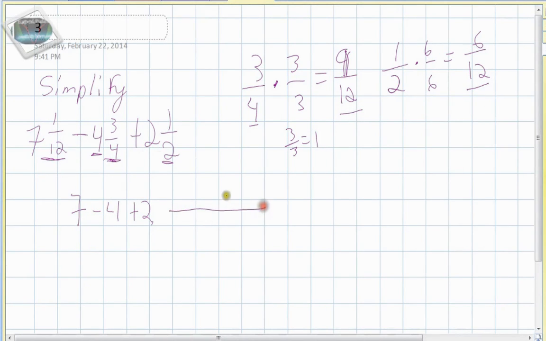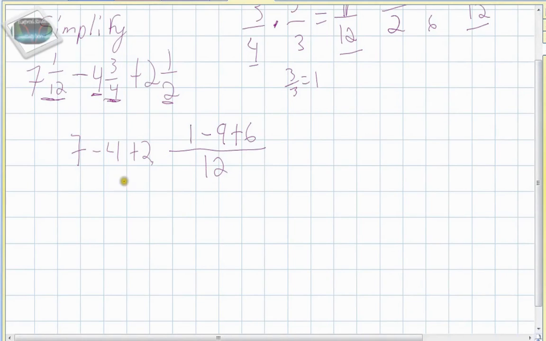So we can do this. We can say 1 minus 9 plus 6 over 12. Okay? So let's keep going. Let's simplify further. So 7 minus 4 plus 2 is 5. And then this part might seem a bit confusing because you'll say, well, 1 plus 6 is 7, and 7 minus 9 is -2, and then we have -2 over 12, and that's very confusing. That doesn't make any sense with what we've been working with.